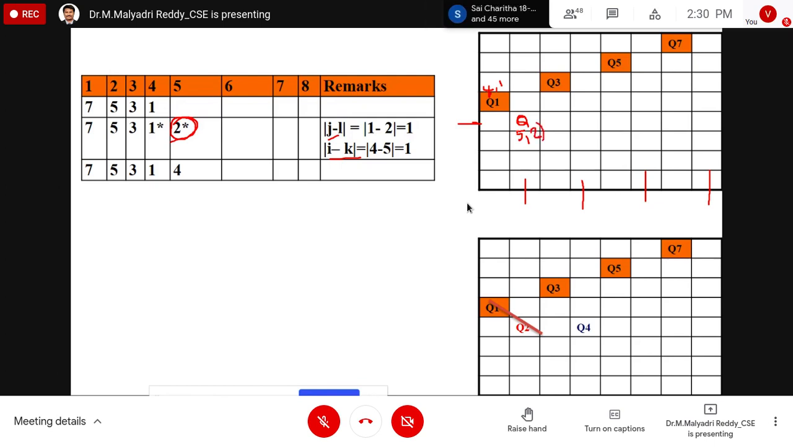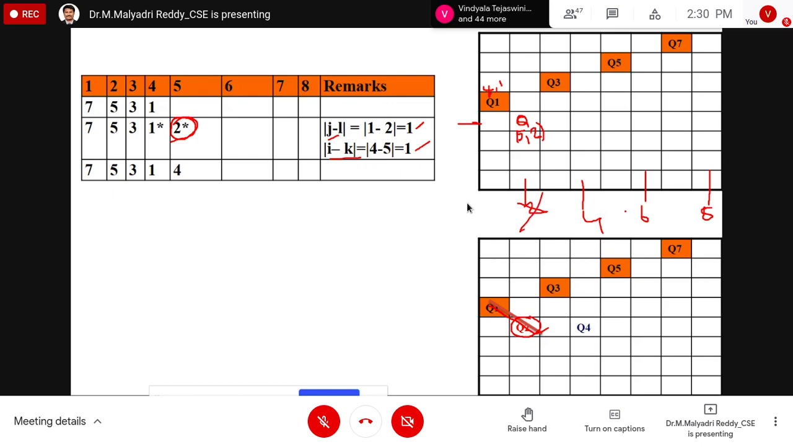If I substitute those values in that equation, both values are the same. So automatically, it is a diagonal conflict. So that is why it is not feasible to place the queen there, right? So alternatives: how many are there? 2, 4, 6, 8. From this, 2 is not possible.